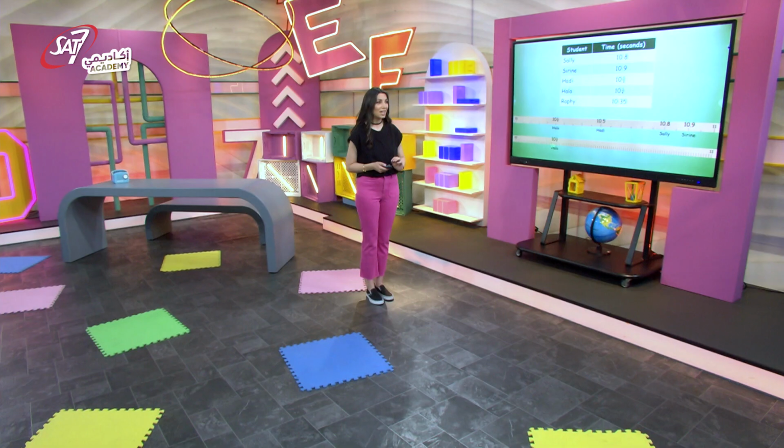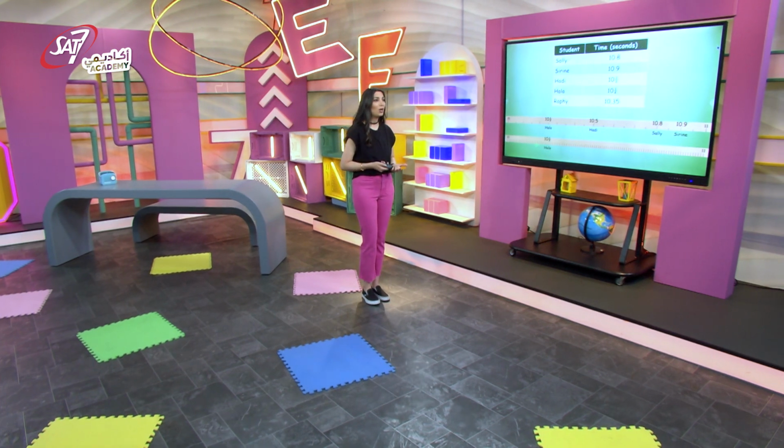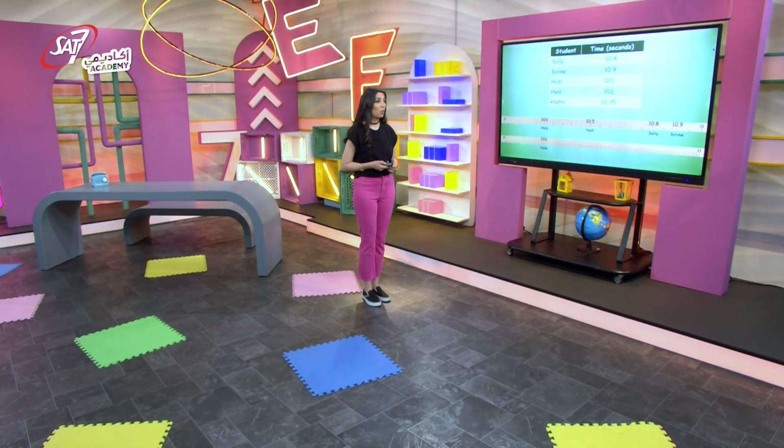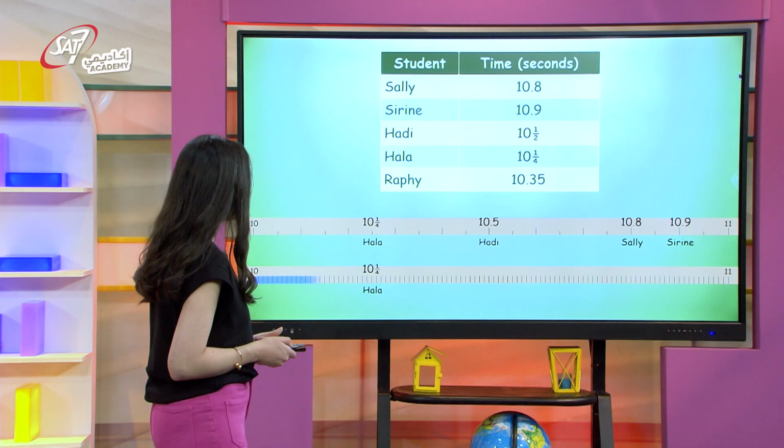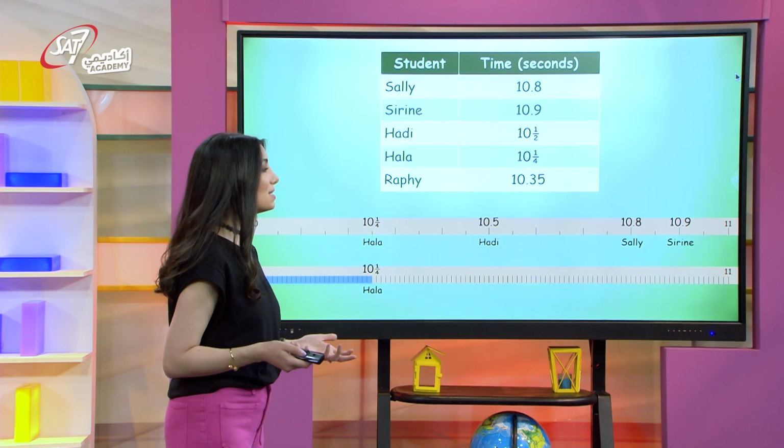Now, how do we write a quarter using decimals? Let's divide this section into 100 equal marks instead of 10. 100 divided by 4 equals 25. 1/4, or a quarter of 100, is 25. So we can say that Hala ran 10.25 seconds. That means 10 and a quarter.